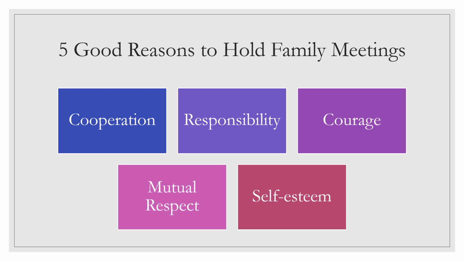The first one is cooperation. Regular family meetings teach each person in the family that, hey, we're all in the same boat. We're all on board, and everybody on board can share in steering that boat. And the best way to decide how and where to steer it is to share our feelings and opinions until an agreement is reached.